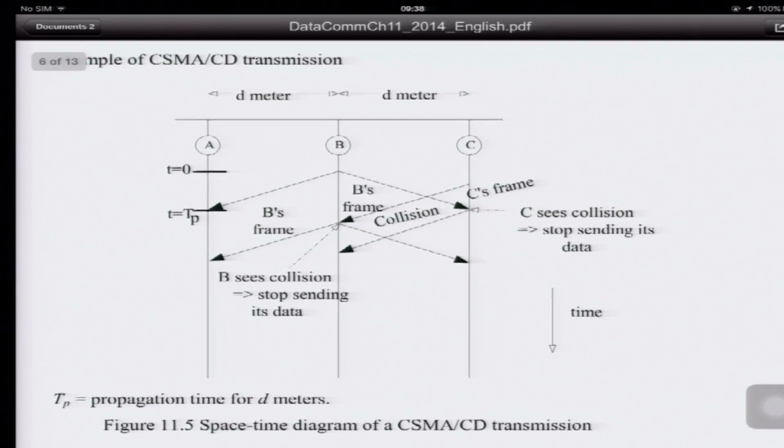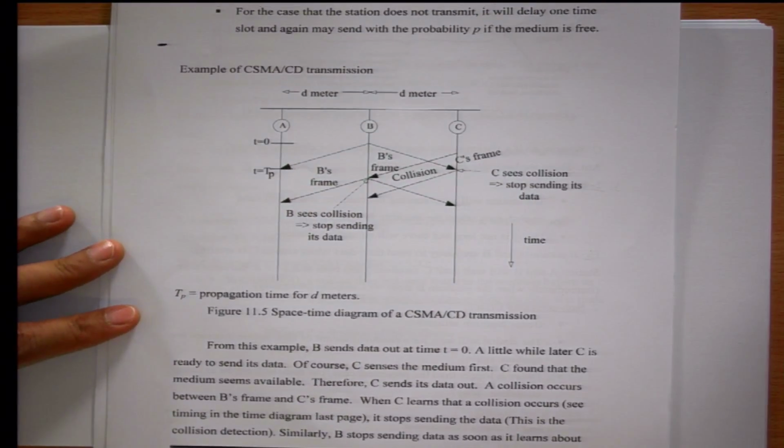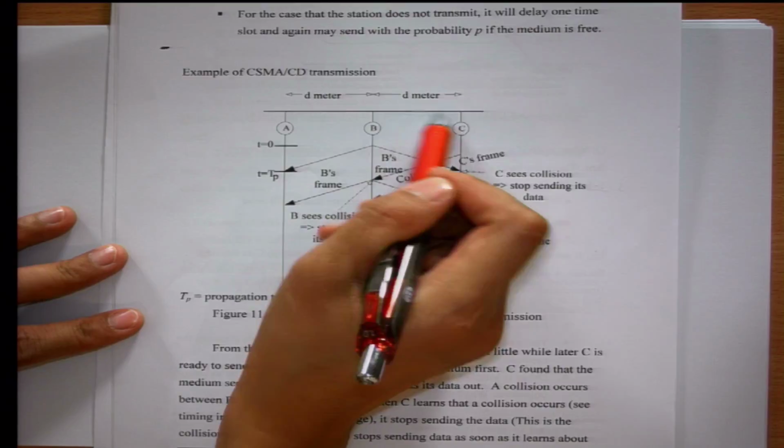So if you look at the space-time diagram, the time is on the vertical axis. At time equal to 0, B starts to transmit the frame, and the signal from B will reach stations A and C at time t sub p, the propagation time. Look at it this way, probably easier. So this is station B transmitting to A and to C.